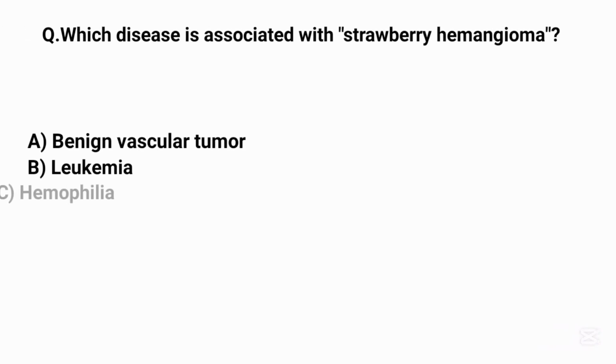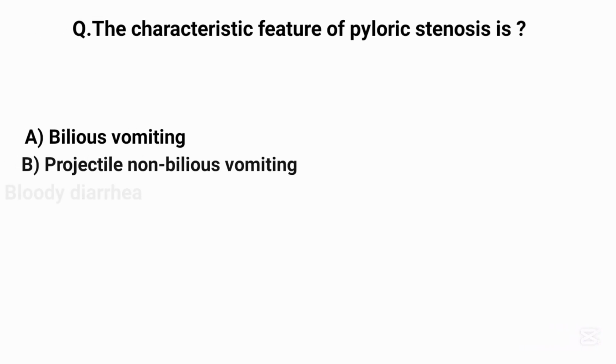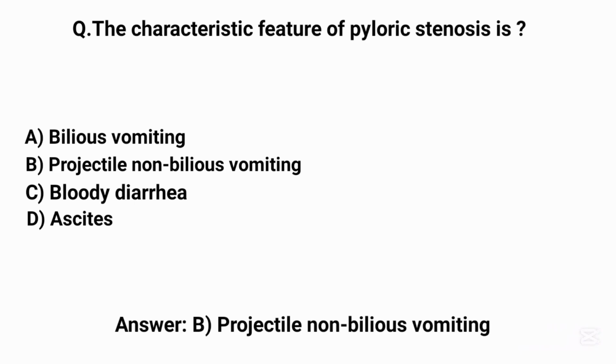Which disease is associated with strawberry hemangioma? Correct answer is option A, benign vascular tumor. The characteristic feature of pyloric stenosis is. Correct answer is option B, projectile non-bilious vomiting.